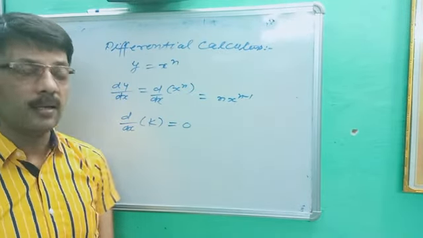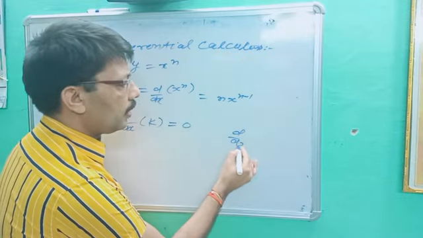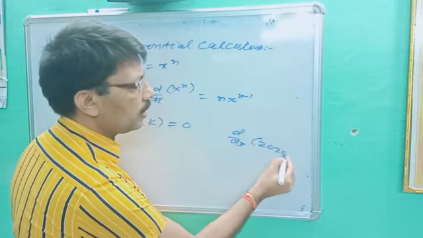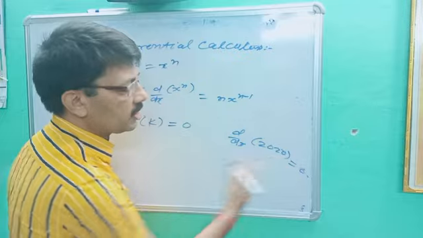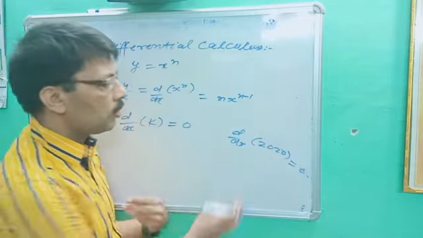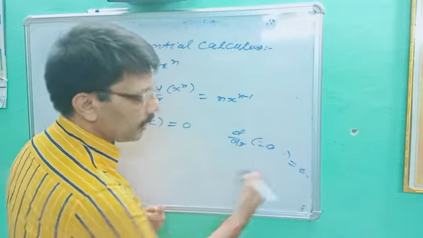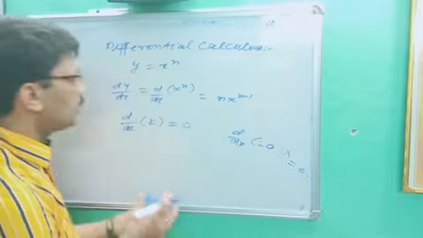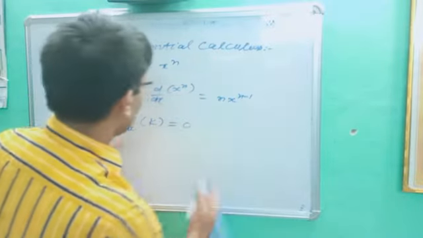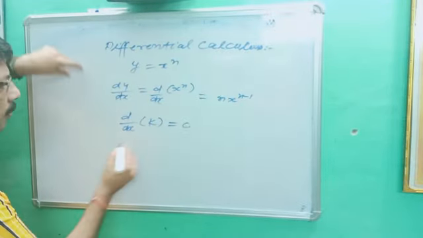Very, very important point. Let's suppose it is given d upon dx of 2020. What will the differentiation be? It becomes 0 because this is a constant quantity. Or if any a is given, it again becomes 0, because a constant never changes, so its differentiation turns 0. So this is the second point.